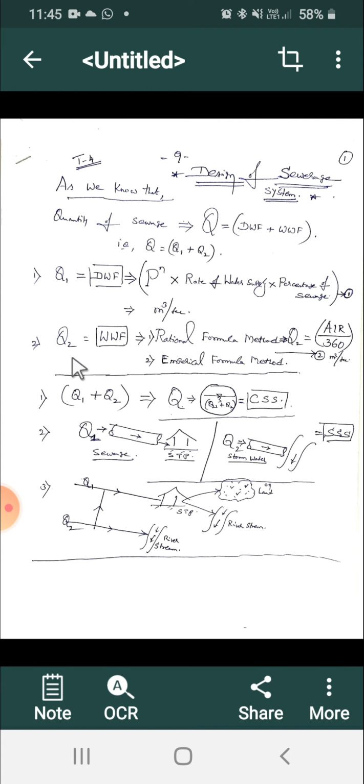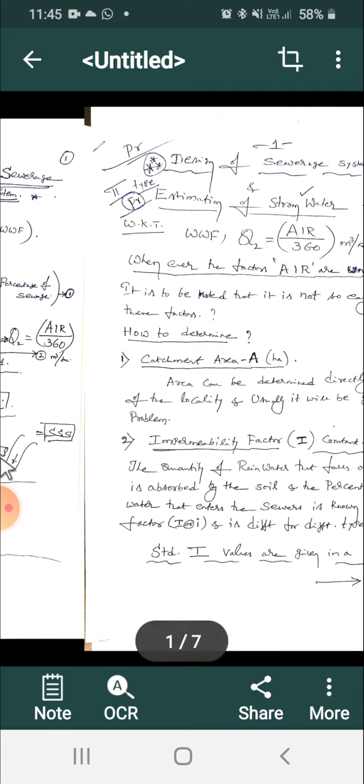Okay, Q1 is DWF. Dry weather flow means it is purely sewage, coming from the society, that is population into rate of water supply into percentage of sewage. After determination of Q1 and Q2, the ratio can be easily determined. All the problems are ratio only. Now by adding these two, it will be the combined sewerage flow. If you provide the two separately, then it is called a separate sewerage system, and this is a combined sewerage system. Then this is partially separate. This is a fundamental. Based on this only, you can go on changing the types of problems.